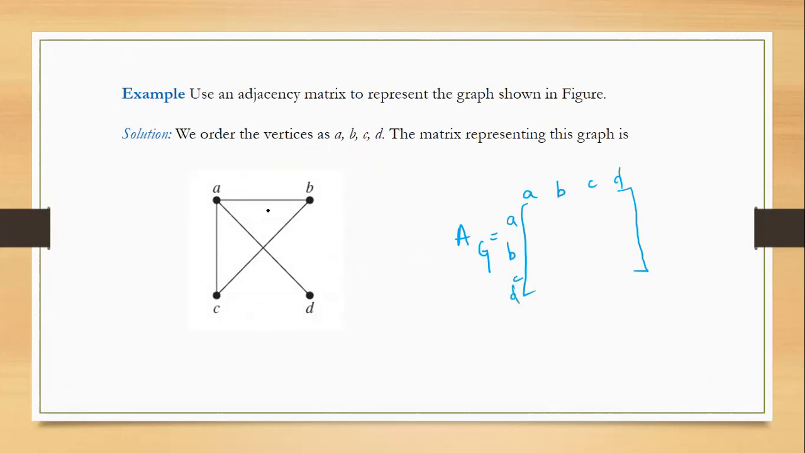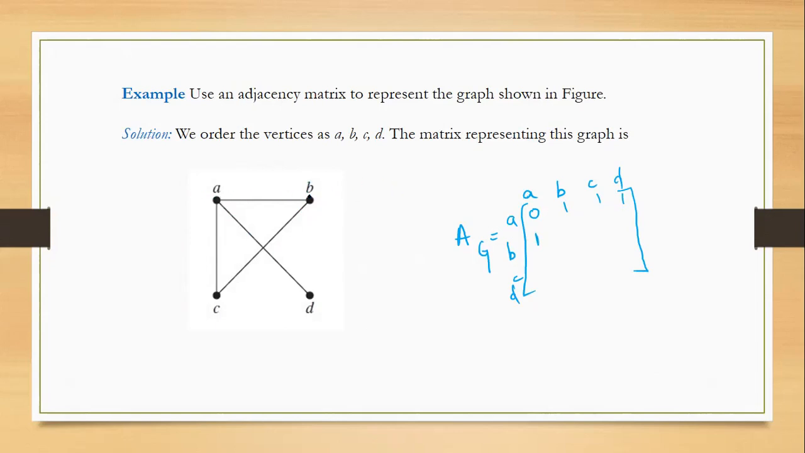Now, is there an edge between A and A? No, there is no loop. So 0. After that, is there an edge between A and B? Yes, so it will be 1. What about A and C? Yes, we have an edge, so 1. And what about A and D? There is an edge, so 1. After that, from B to A, since there is no direction, A to B and B to A are one and the same. So A to B we put 1. Similarly, B to A also we have to write a 1 over here. That is, there is an edge between B and A.